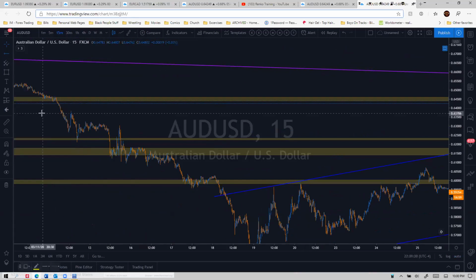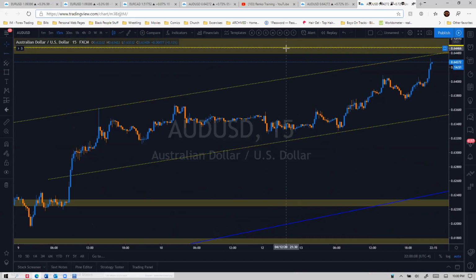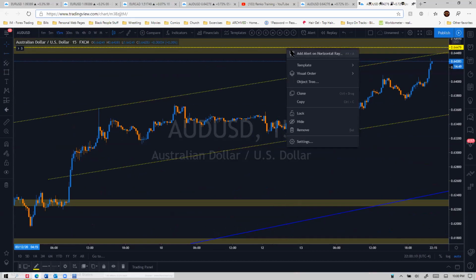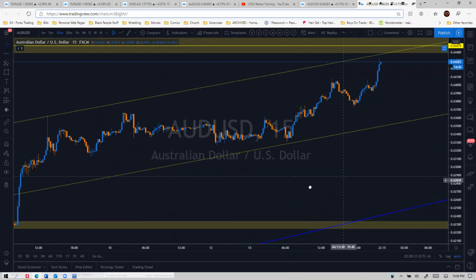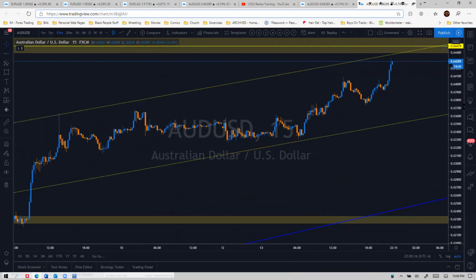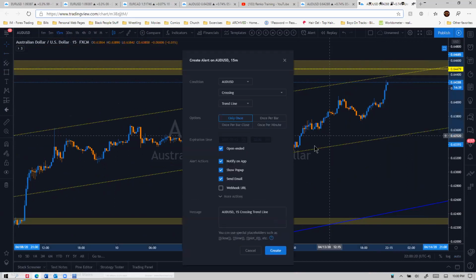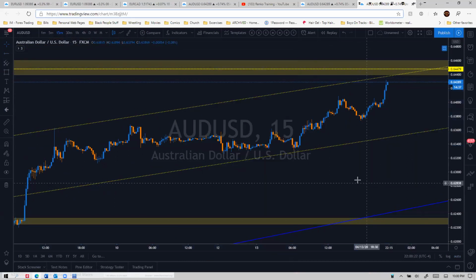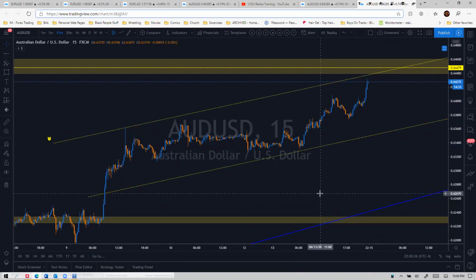So I would just put a little line there. Take a look, put an alert on there. And maybe even put an alert on here. And wait for it to hit. And then possibly take it for a sell.